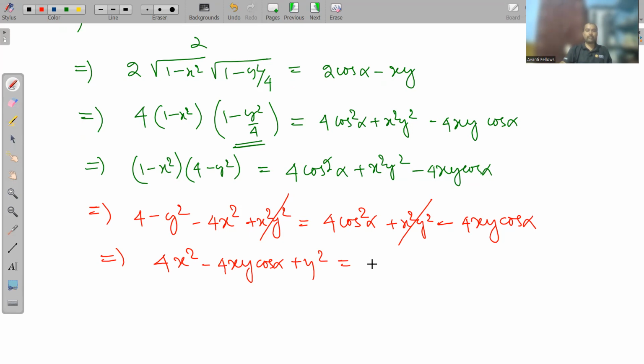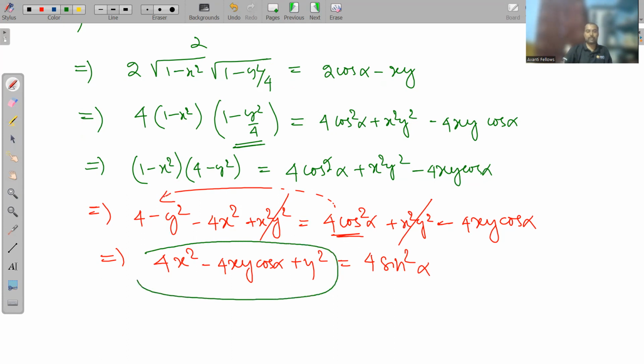Anything else we have? Okay, that is 4 cos square alpha. If we take it to this side, this will be 4 minus 4 cos square alpha, that is 4 sin square alpha. So actually, the value of this expression is asked in the question. The answer is 4 sin square alpha.